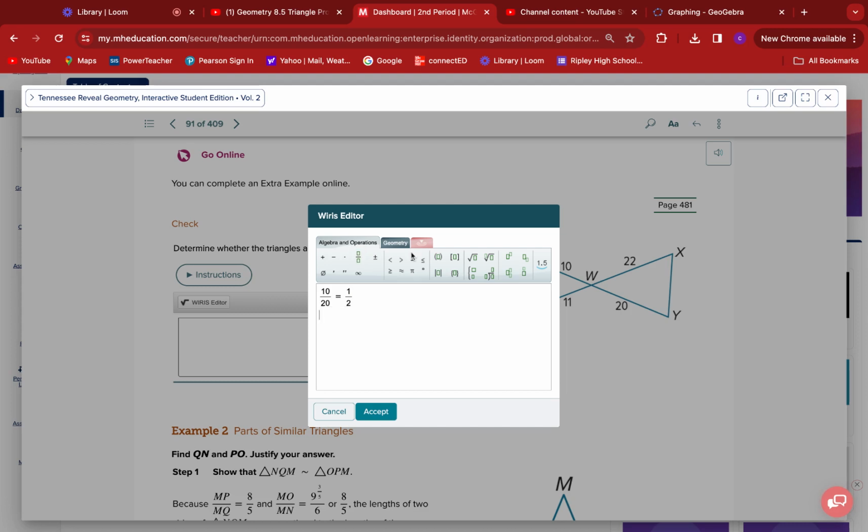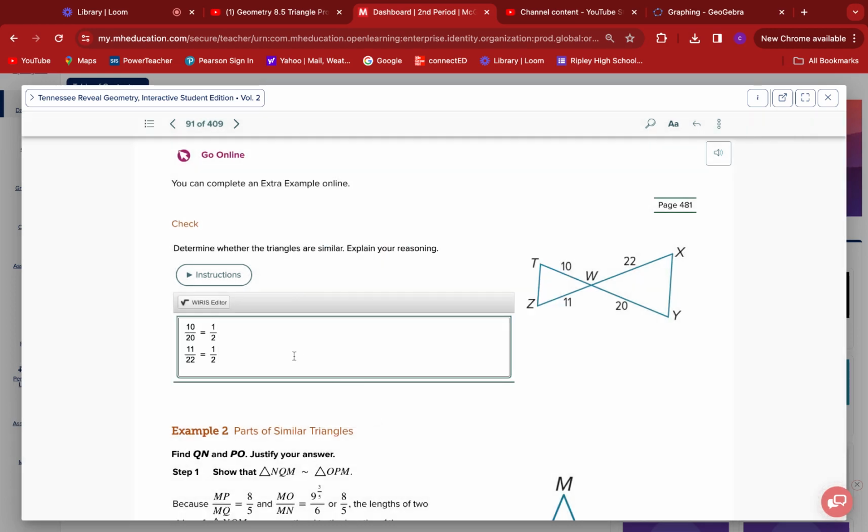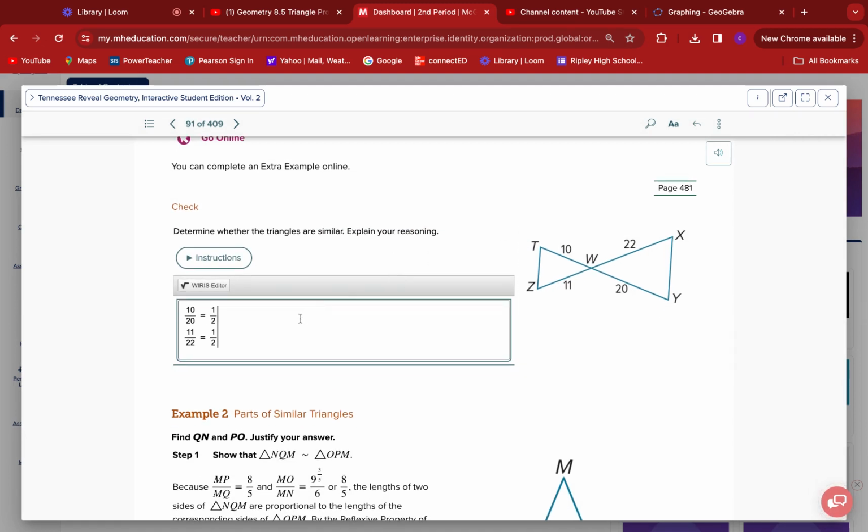Technicals. All right, 11. So going to go with that, 22. And that simplifies to a 1/2. So they have the same scale factor, you guys. And of course, one more time, angle W is congruent to angle W. They're vertical angles. So are they similar? Heck yeah, they are. By side, angle, side. And remember, the angle has to be between them.